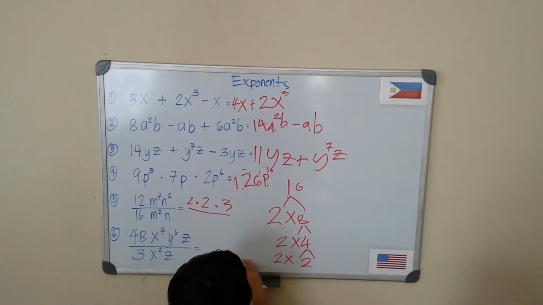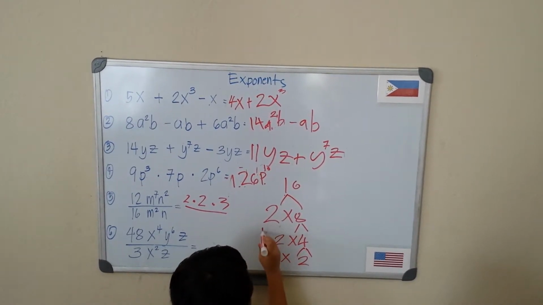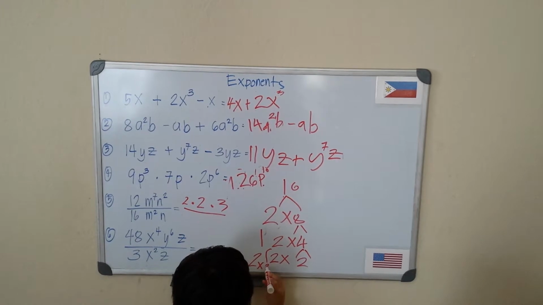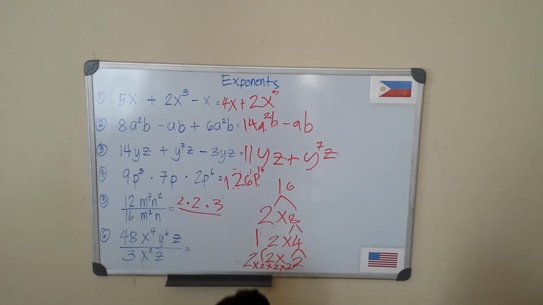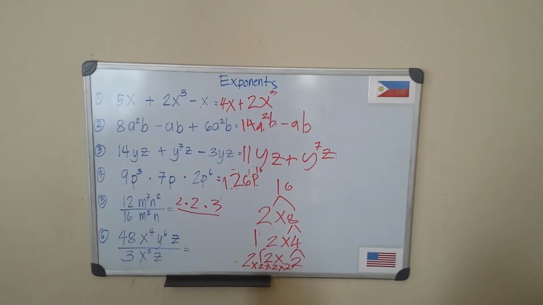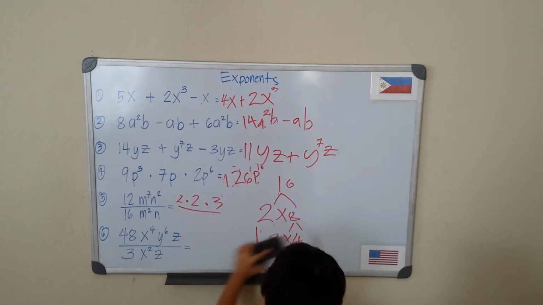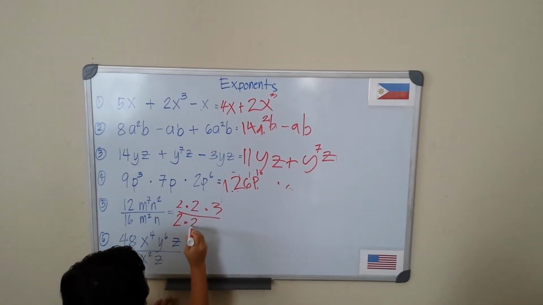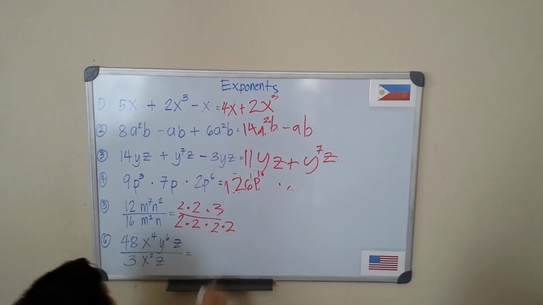So we're gonna bring down 2 times 2 times 2 times 2. Okay, so 2 times 2 is 4 times 2 is 8 times 2 is 16. So 16 is 2 times 2 times 2 times 2.